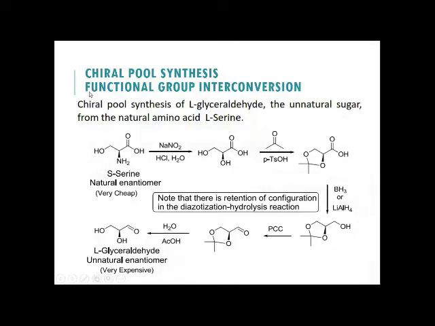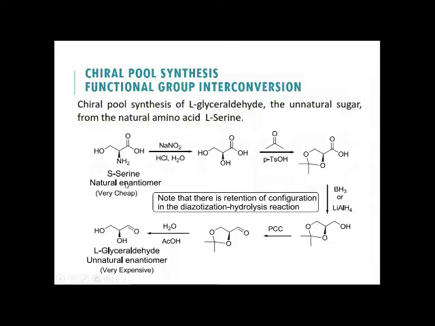Now here the reaction is functional group interconversion. That means whatever functional group is present in L-serine is converted into another functional group. The amino group is converted to OH by different reactions. How does this reaction proceed? One more thing: the position of the functional group is retained in the target molecule. Whatever the position of the functional group or chiral center in the starting material, it is retained.